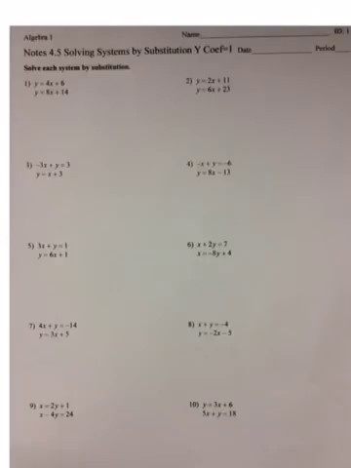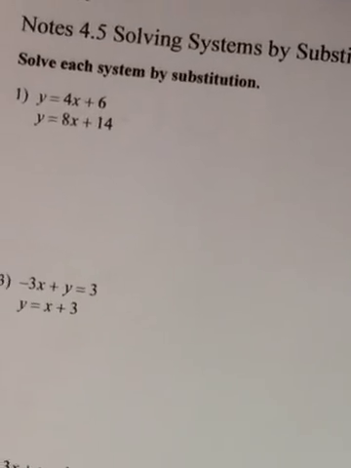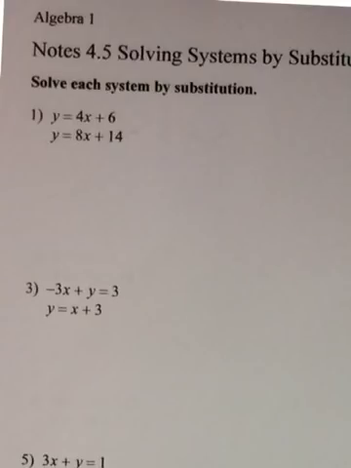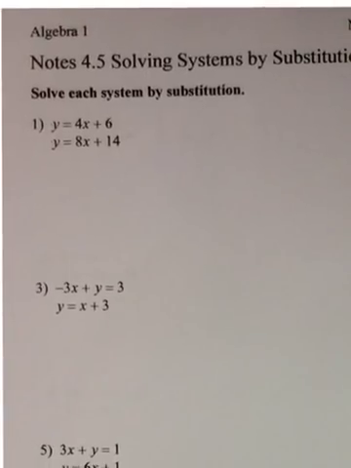So we're going to start off with the y equals, and the y equals are simple. Whenever they both equal y, like these two right here, they're both y equals. All you have to do is just set them equal to each other. So this one's very easy. You do 4x plus 6 equals 8x plus 14.